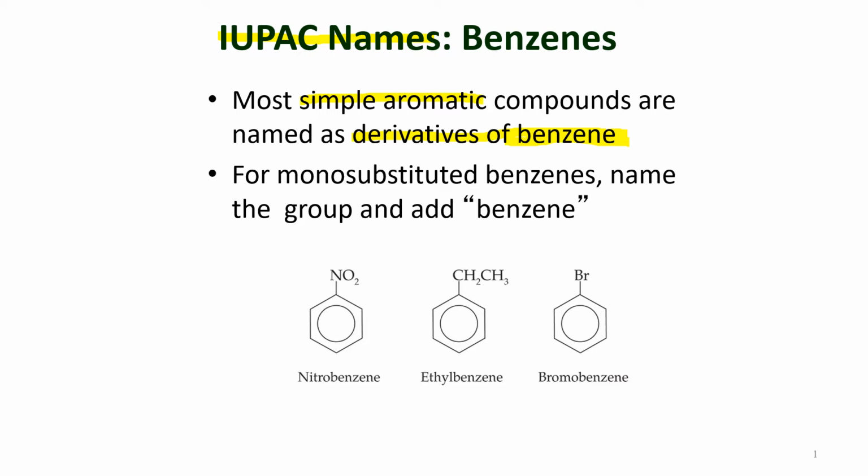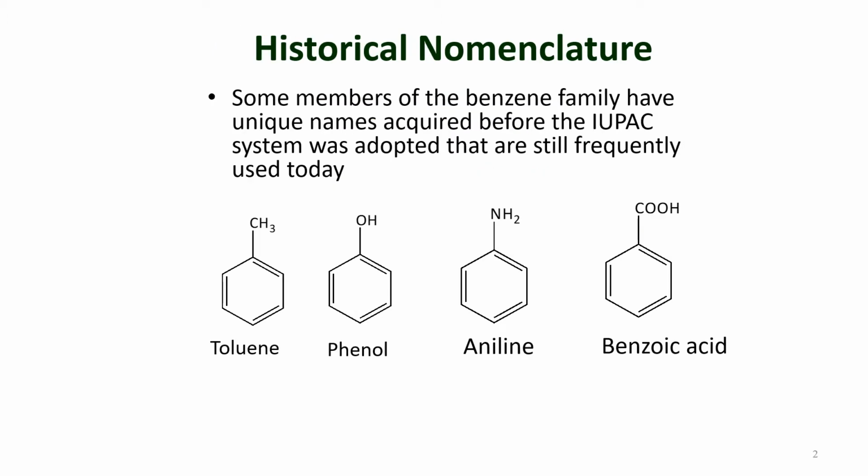So for the monosubstituted benzenes, in other words, which have one group or one substituent attached to the benzene, we first write the name of the group and then add benzene at the end of it, and it simply names it. Like NO2, which is the nitro group, so this one becomes nitrobenzene. The rest of the structure is the benzene molecule. C2H5, which is the ethyl group, becomes ethylbenzene, and bromobenzene if the attached group is the bromine atom.